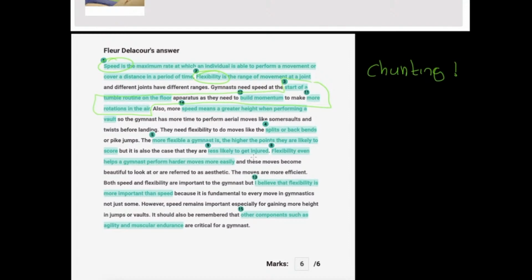So in essence, if you look at the speed bit here, I've got my AO1, I've then got my AO2, and then here on the speed, I've got my AO3, and then effectively we repeat that with our flexibility. Here's our AO1, then we've got our AO2 in there, and then of course we put our AO3 in there as well. So effectively we are chunking our answer. We're making sure that we cover those bases.